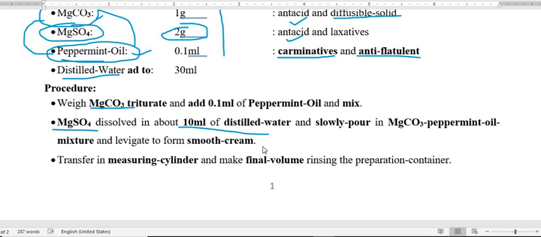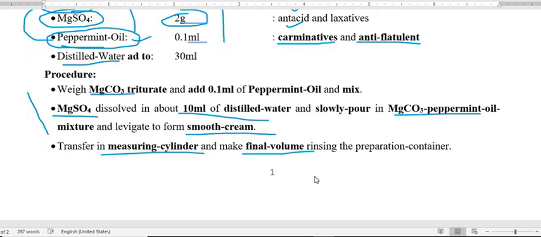Now we add the magnesium carbonate with peppermint oil to the magnesium sulfate slowly to form a smooth creamy consistency, and thereafter we pour the mixture of magnesium carbonate, magnesium sulfate and peppermint oil into the measuring cylinder, and add distilled water to make the final volume 30 ml. This is the ready pharmacy preparation, used as a carminative.